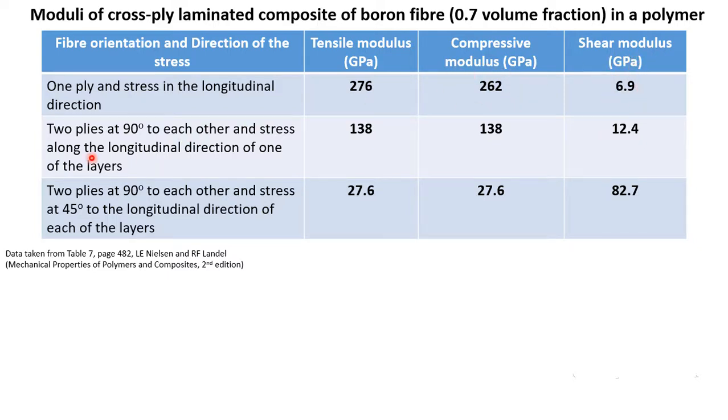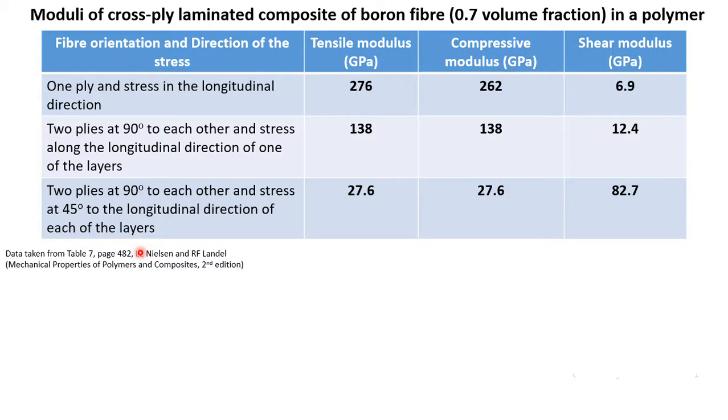2 plies at 90 degrees to each other. So this is the example of cross ply of the same polymer and same volume fraction. The stress is along the longitudinal direction of one of the layers. In that case, we see that the tensile modulus is drastically reduced, almost half. Compressive modulus is also reduced. Shear modulus has increased to some extent.